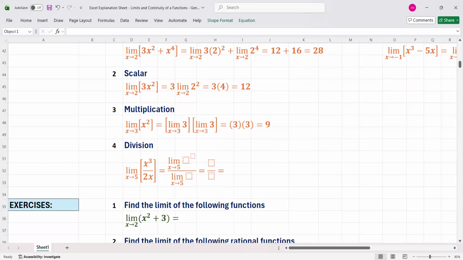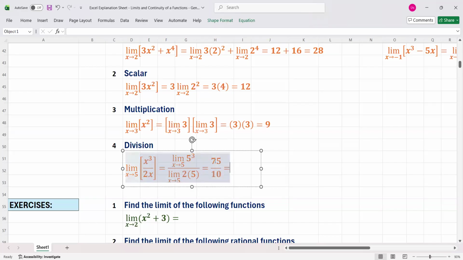When we have x cubed divided by 2x, the limit of this function as x approaches 5. We're going to substitute the value 5 into the numerator. So 5 raised to the power 3, all divided by 2 times 5. Now 5 raised to the power 3, that is 25 times 3. Is it 75? Okay, 75. All divided by 2 times 5, which is 10. So that will give you 7.5 as an answer.